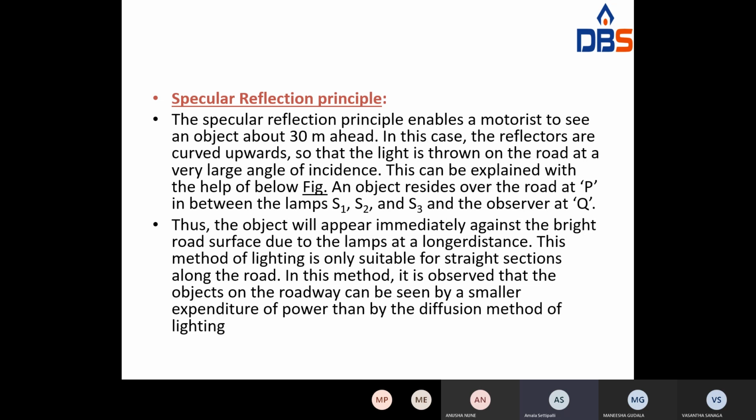Whenever the light comes from those light sources, the object appears due to the brightness of the road surface. This method of lighting is not only suitable for straight sections along the road. In this method it is observed that the objects on the roadway can be seen with a smaller expenditure of power than by the diffusion method of light. In this way you can use small power lamps also, compared to the diffusion principle.